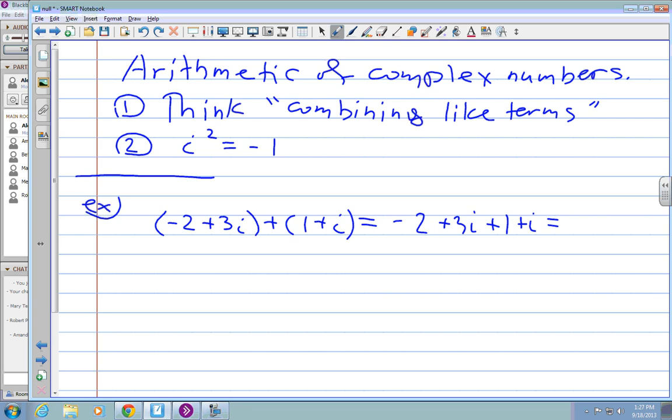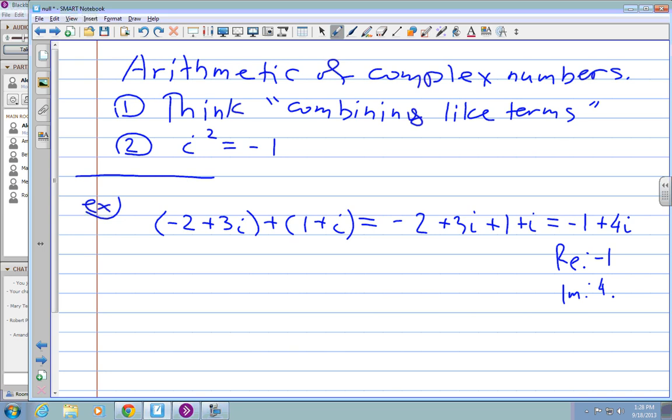What do you get for the real part? -1, and what do you get for imaginary? 4i, right? So that's it. The real part is -1, the imaginary part is 4, right? And we're done. It's that simple. If you understand how to combine like terms, you're good to go. Any questions on that? Straightforward?